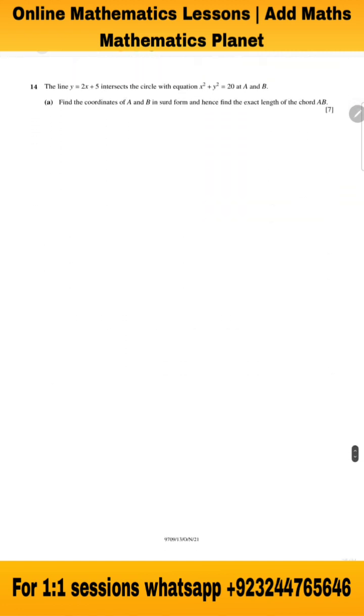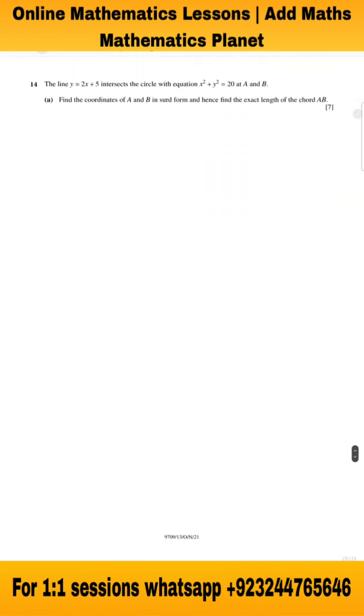Okay, the next question is: the line y is equal to 2x plus 5 intersects the circle with the equation x square plus y square is equal to 20 at A and B. Find the coordinates of A and B in surd form and hence find the exact length of the chord AB. So first of all, we need to find the coordinates of A and B, and then we will find the exact length of AB.